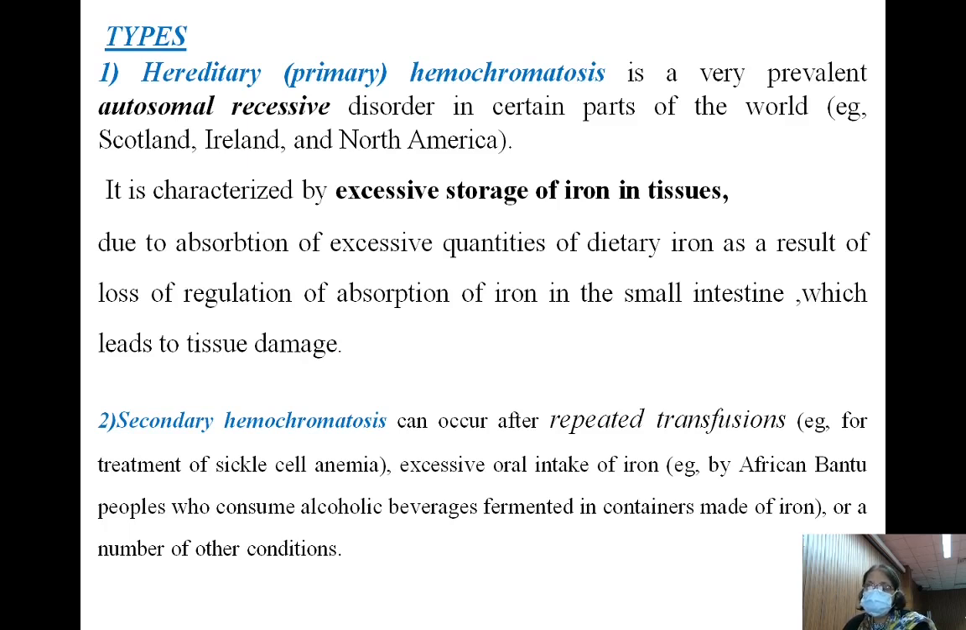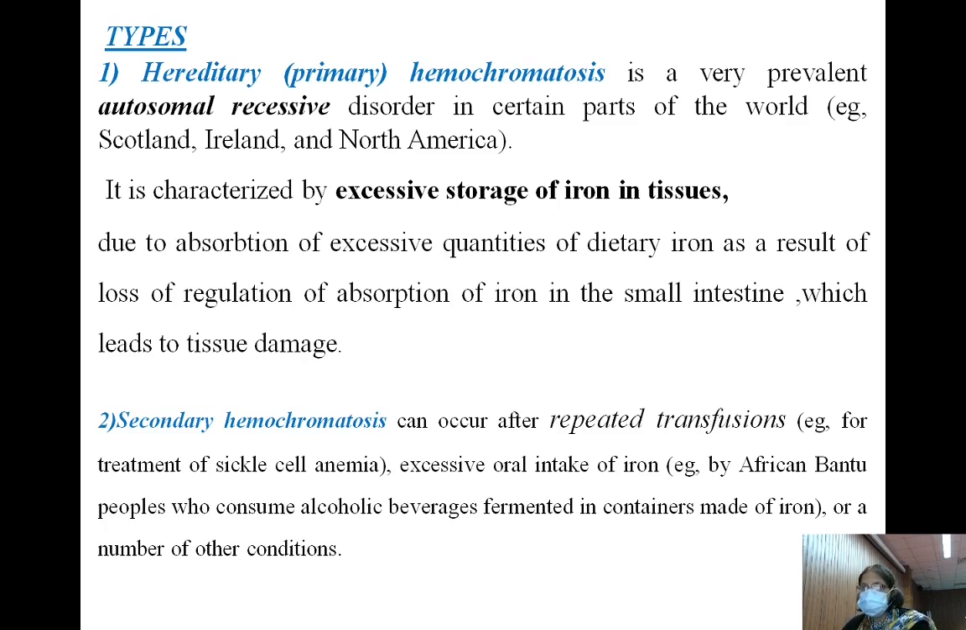Why will there be excessive absorption of the dietary iron? Because there will be loss of the regulation of iron absorption in the small intestine. As a result of the loss of regulation, iron goes on being absorbed, and accumulation of the iron in the body leads to tissue damage. Accumulation of iron in the different body tissues leads to their damage, because there is a loss of regulation in the iron absorption.